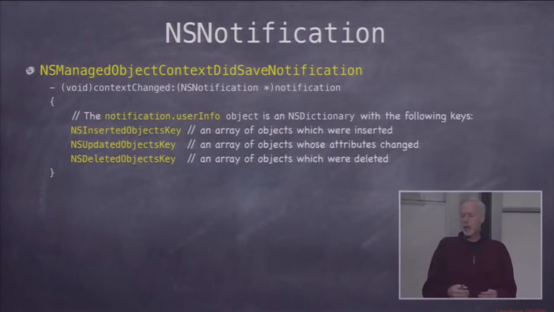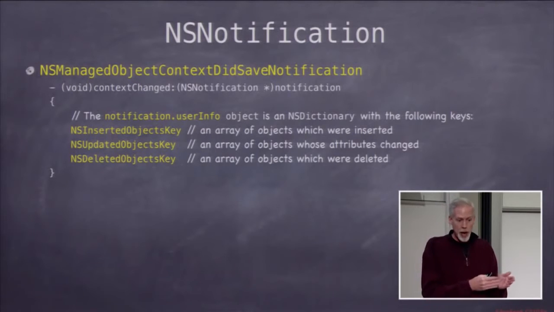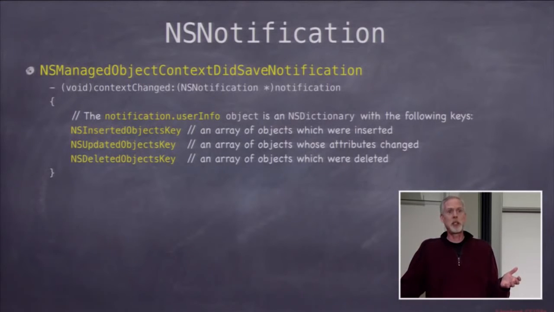Well, two things. One, I could just refetch all my objects. Okay, I know the database has changed, I'll just refetch them all. We haven't talked about fetching, but I could refetch and get a fresh set of everything. But actually, this context did save notification gives you, inside of its userInfo, a dictionary with three arrays that are a list of all the objects that changed.